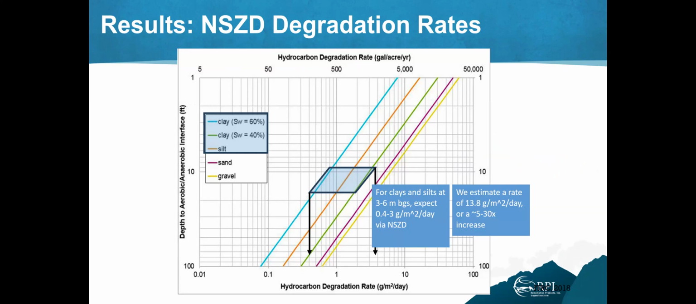So the results of natural source zone depletion degradation rates. Remember, we said that the ITRC document lists this as 0.4 to 3 grams per meter squared a day. We estimate the rate from this particular site at 13.8 grams per meter squared a day, or a 5 to 30 times increase.